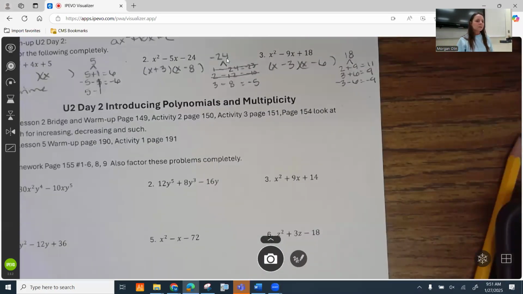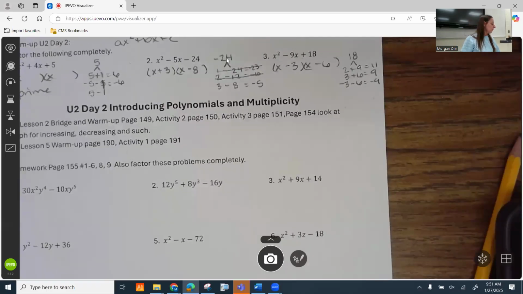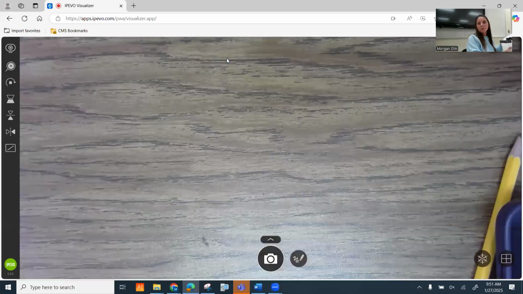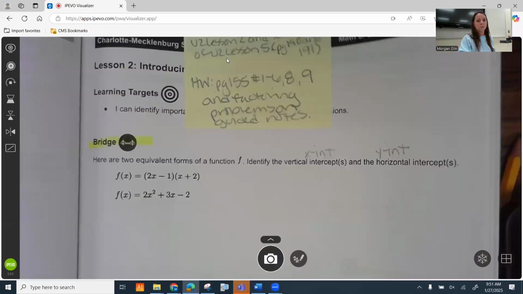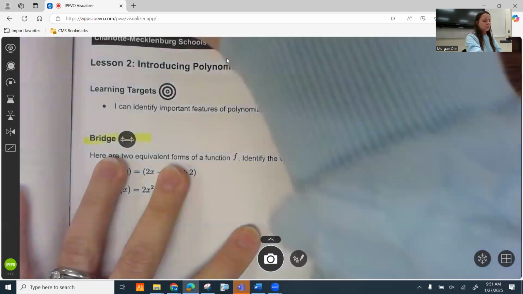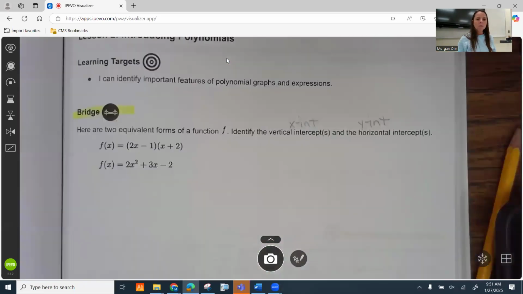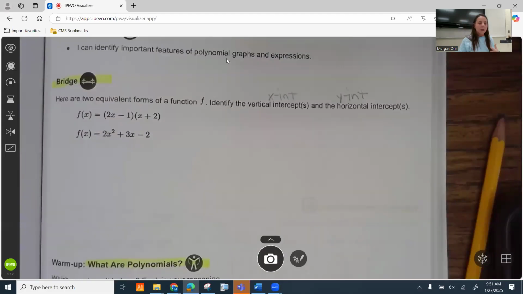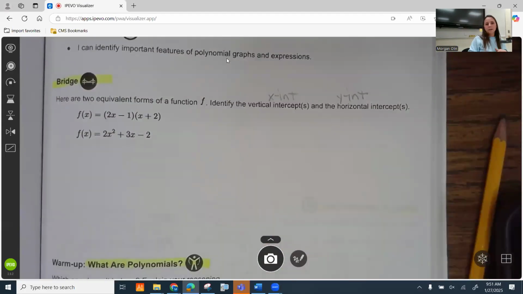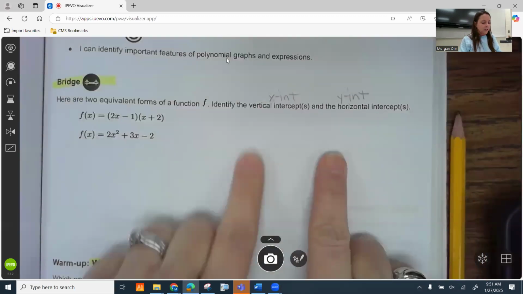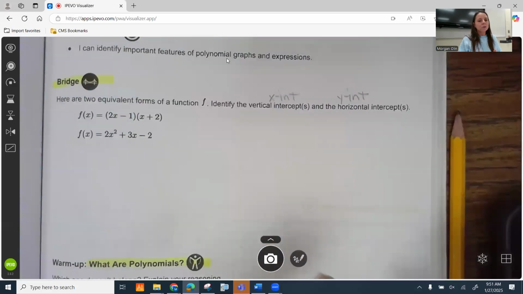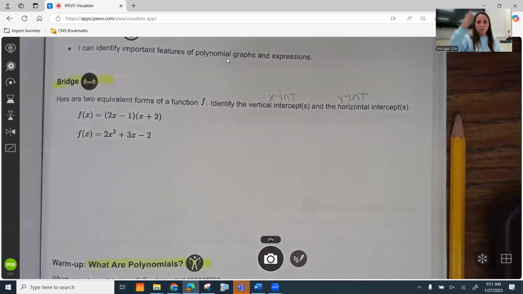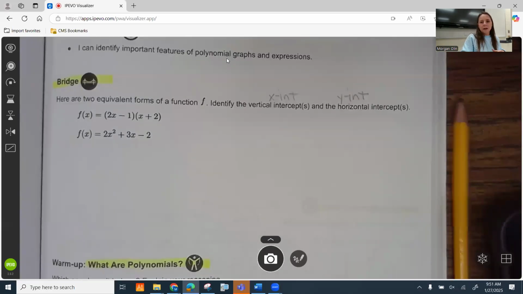Now let's grab our workbooks and go to page 149. Let's look at just a couple problems here, and you'll see that I have a couple things written down. We've got two equivalent forms of a function. Identify the vertical and horizontal intercepts. Please note, this book uses those terms. When they say vertical, vertical goes up and down. What's the vertical intercept?